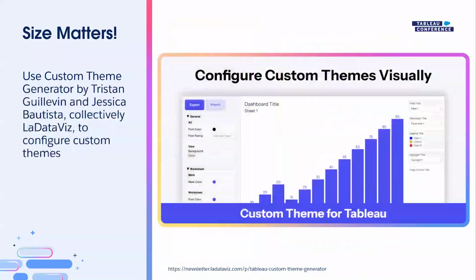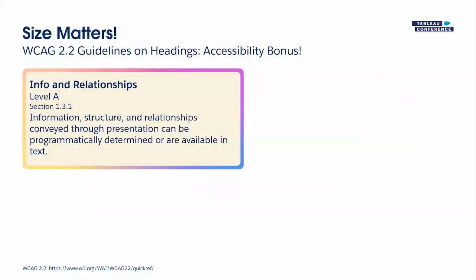So what if you want to make edits, but you also want to do a little bit more graphically? That's where the custom theme generator developed by La Dataviz, aka Tristan Golovin and Jessica Bautista, comes into play. This free tool allows you to generate new custom themes as well as import and tweak an existing one. And if being able to set all your viz styles easily isn't enough, I want to make one more plug for an accessibility feature that is really easy to overlook, but that can be key to helping low or no vision users see the visual hierarchy in your viz.